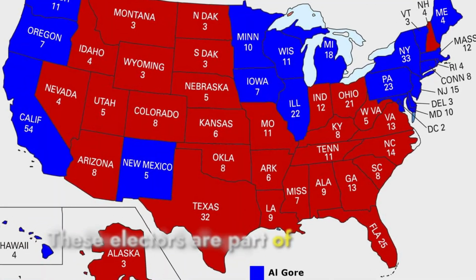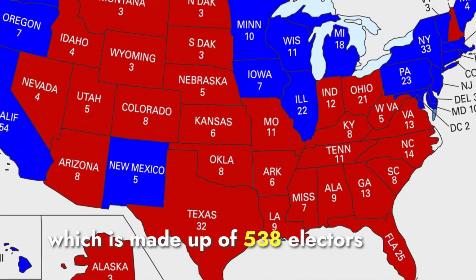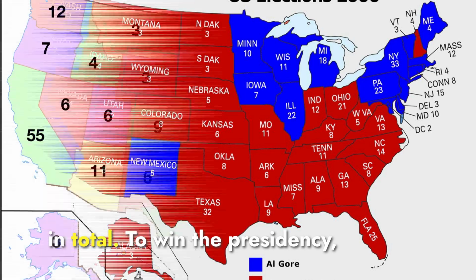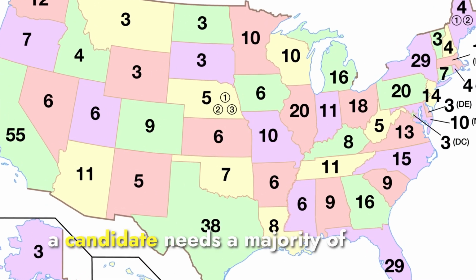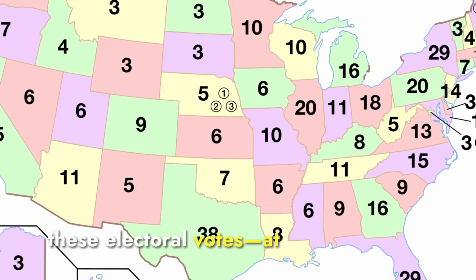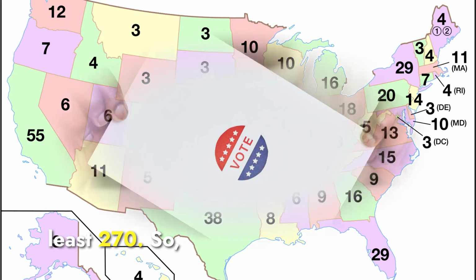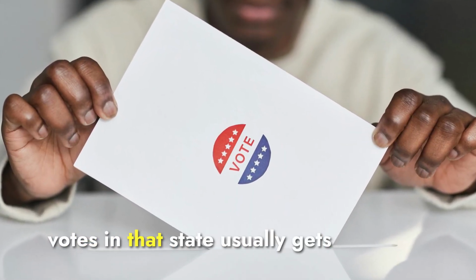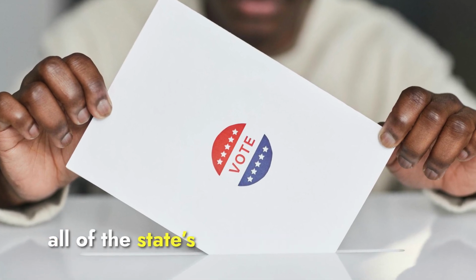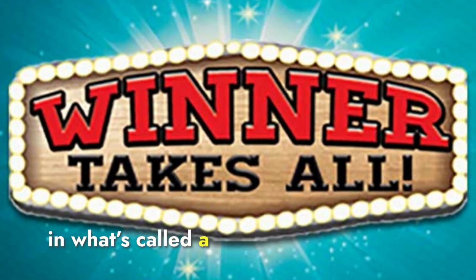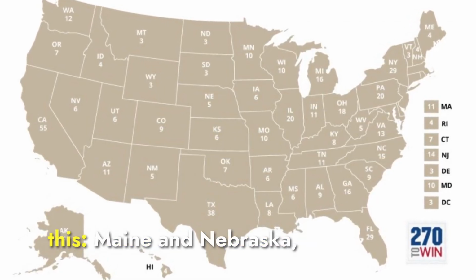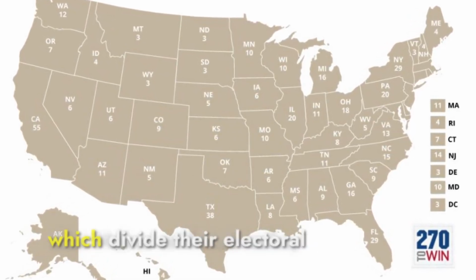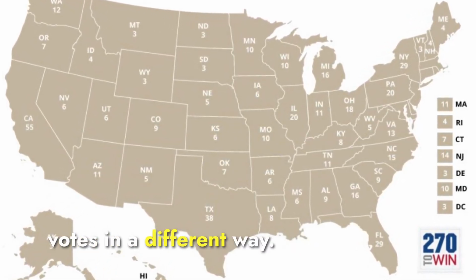These electors are part of the Electoral College, which is made up of 538 electors in total. To win the presidency, a candidate needs a majority of these electoral votes, at least 270. So, when people vote in each state, the candidate with the most votes in that state usually gets all of the state's electoral votes in what's called a winner-takes-all system. There are 2 exceptions to this: Maine and Nebraska, which divide their electoral votes in a different way.